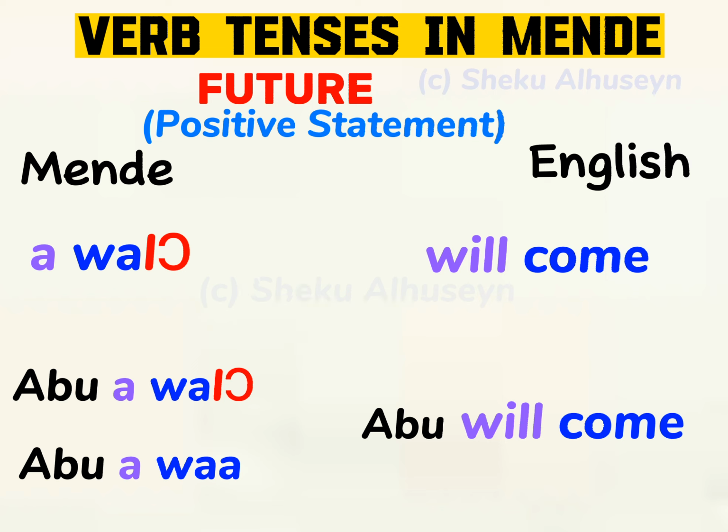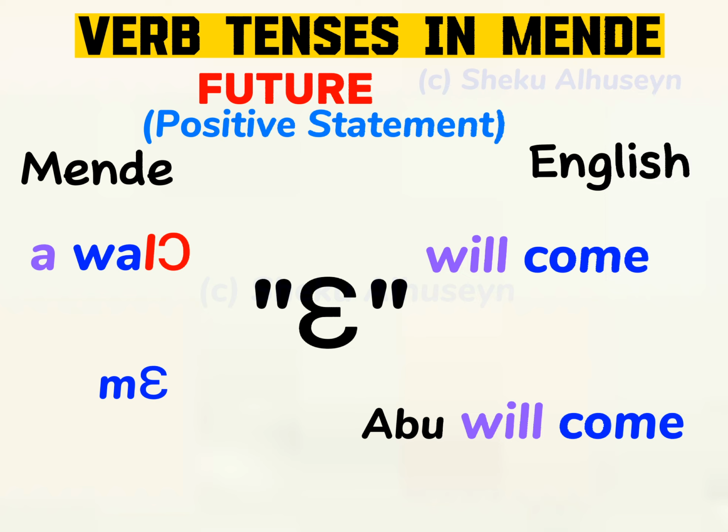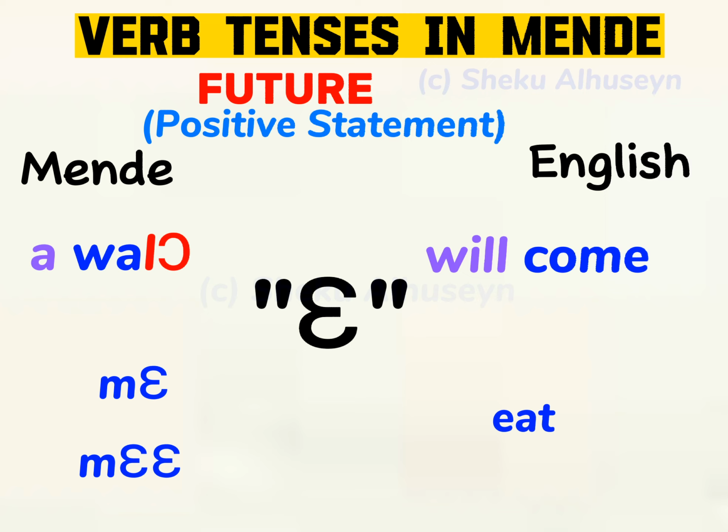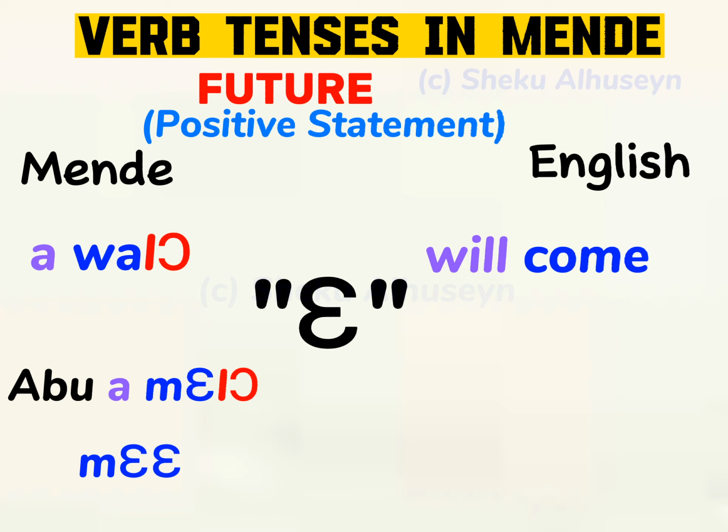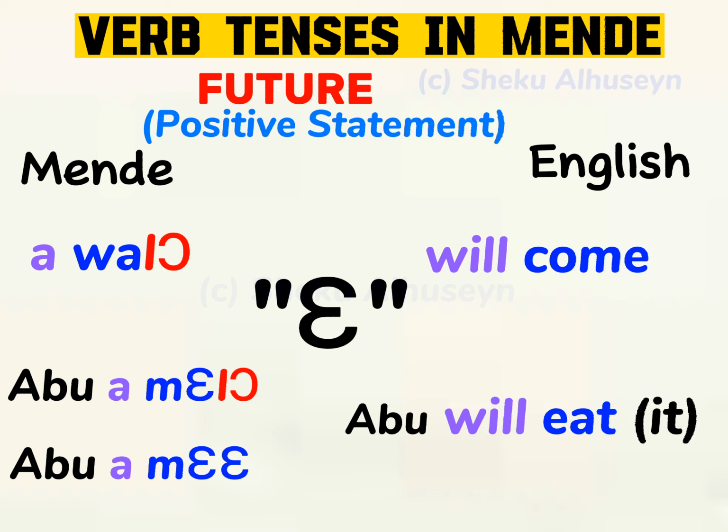Also, if the verb ends in e, the lo is elided or removed and the e sound is elongated. For example, the word me, which means eat, becomes me. Abu amelo becomes Abu ame. And that means Abu will eat. Abu will eat it.